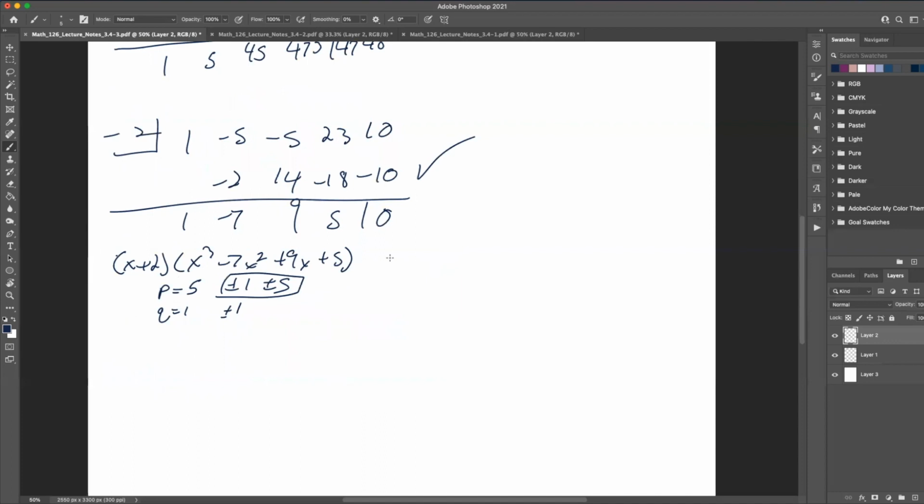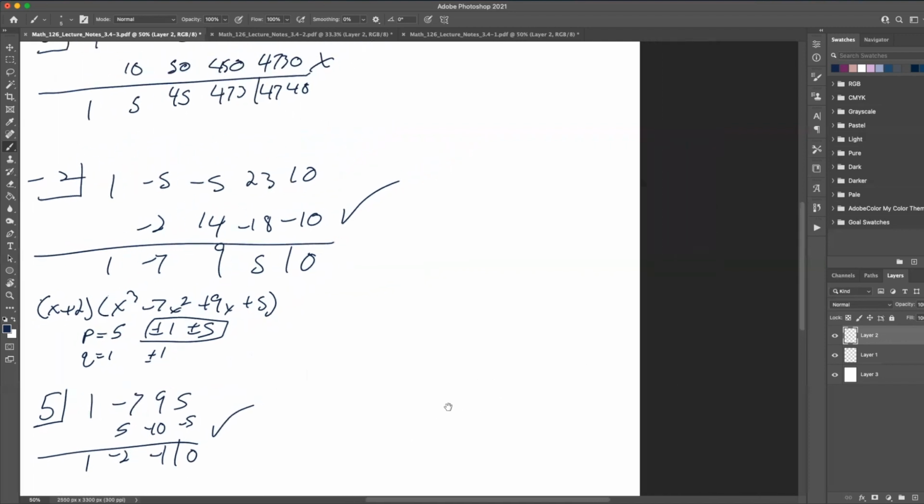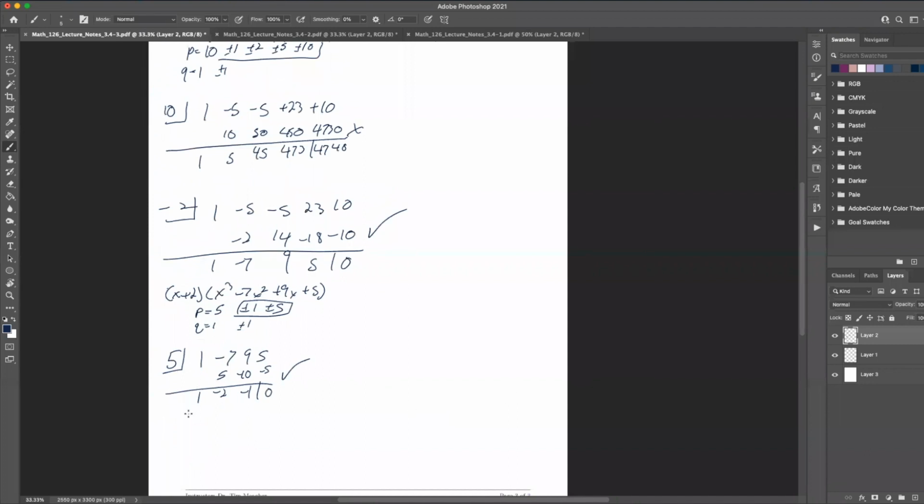So I don't need to check 2 again, but I can check. So let's just check 5. And here, if I check 5, I get 1 minus 5, 9, 5. And here I get 1, 5 minus 2, minus 10, negative 1, negative 5, and 0. So this works out. And just so I have room, I'll write it here. So I have x plus 2, x minus 5, and then I have x squared minus 2x minus 1.